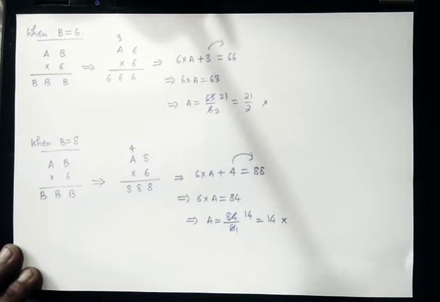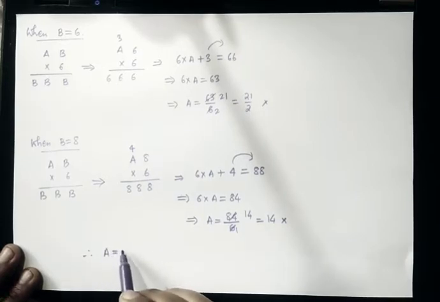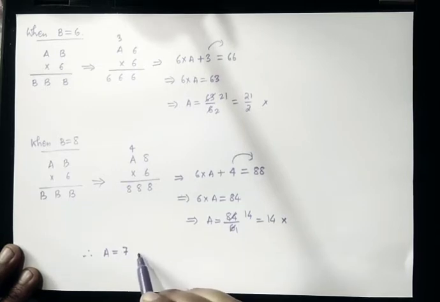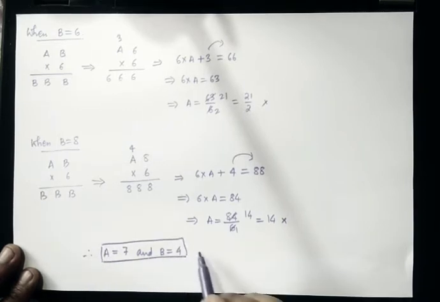Okay, so among all the cases, we see that the only answer possible is A equals 7 when B was 4, right? So this is the only answer possible for us. Okay, so you may pause the video to note down.